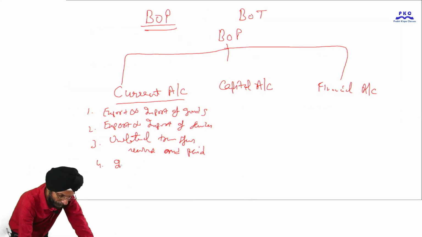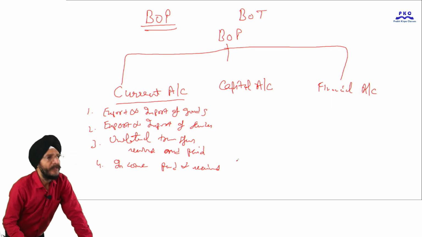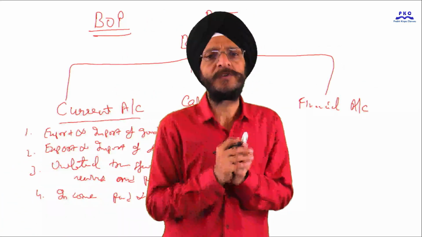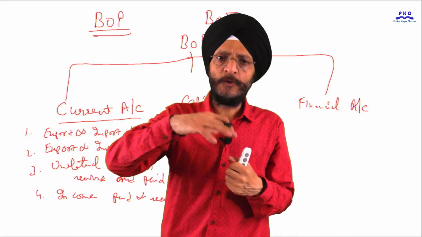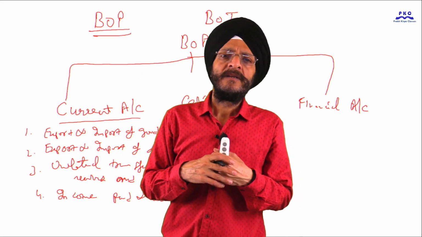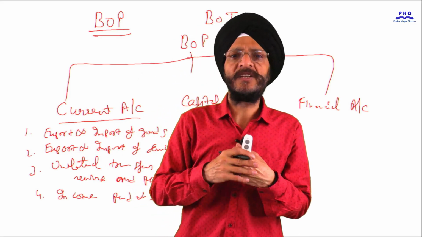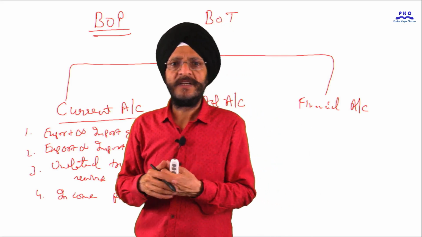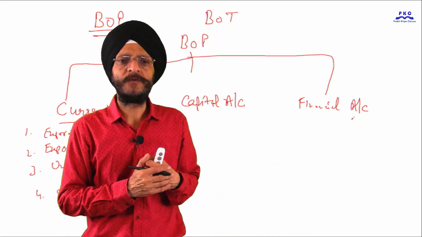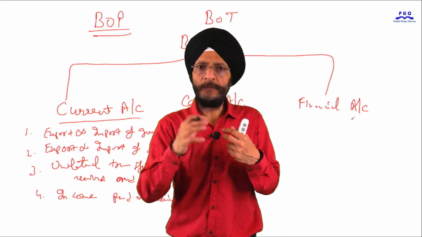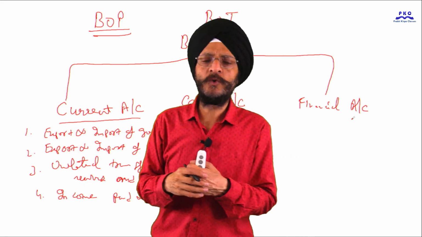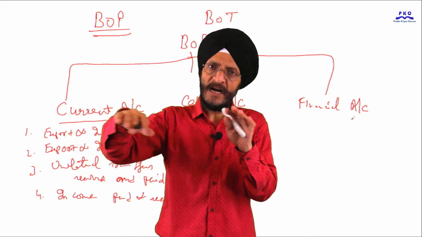Then income from investments paid and received. In the capital account, we take into account the transactions related to acquiring or disposal of non-produced, non-financial assets and capital transfers. And in the case of financial account, we record transactions pertaining to foreign portfolio investment, and there is also the official reserve account. We will discuss all this in detail.